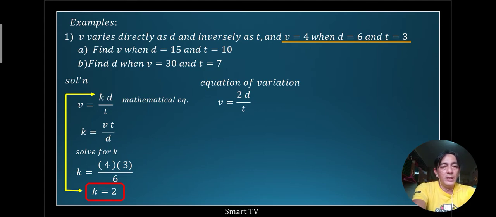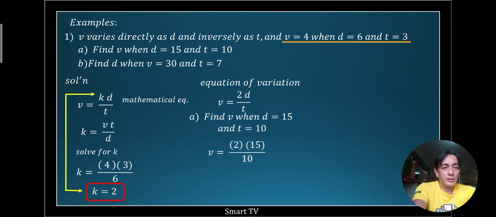Sa letter A, b ang hinahanap. So, as is na yung equation of variation natin. Substitute lang natin yung d equals 15 and t is equal to 10. Ayan na siya. So, b now is equal to 2. Yun yung k natin. Tapos 15 yung d. T natin is 10. So, numerator natin will be 30 divided by 10. So, the b now is equal to 3. Okay? When d is 15 and t is equal to 10.